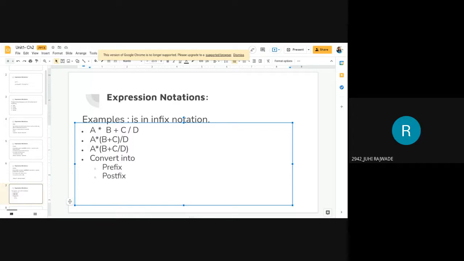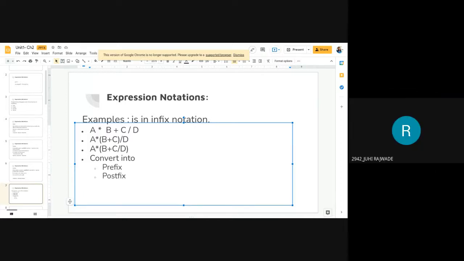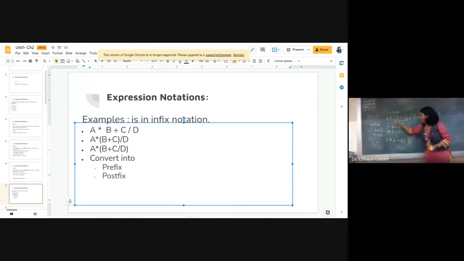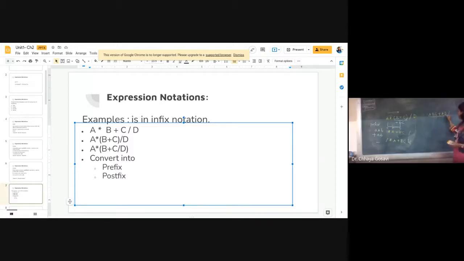Yes, ma'am. How to convert this to postfix? Same expression to postfix. BC plus. So we convert BC plus. Then A star. And then D slash, sorry. So this is A star, this is BC plus, and this is D slash.